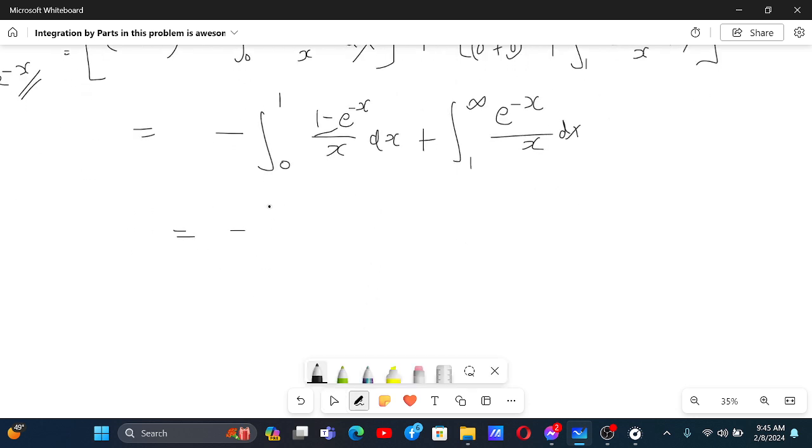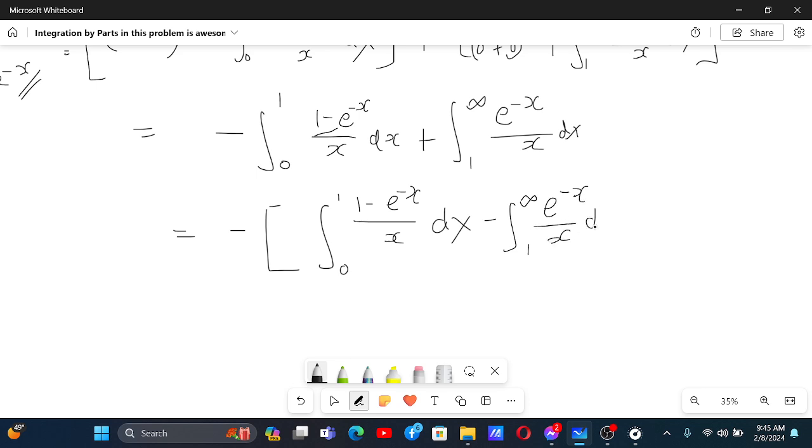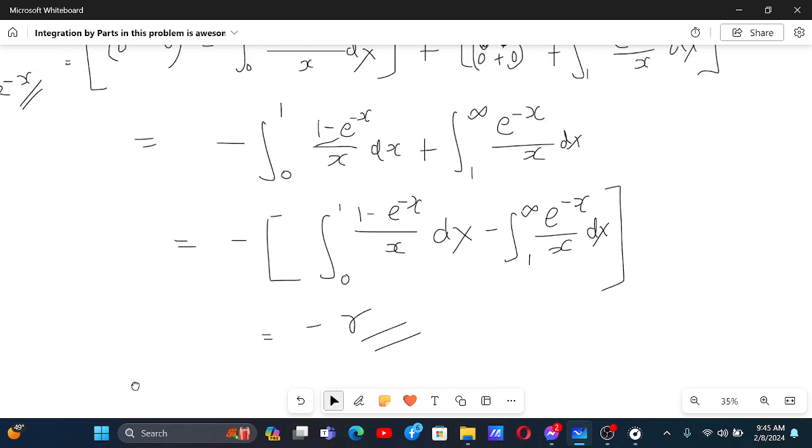Now take the minus common. We have the integral from 0 to 1 of 1 minus e to the power minus x by x dx minus the integral from 1 to infinity of e to the power minus x by x dx. And we know that this is the Euler-Mascheroni constant, so minus of the Euler-Mascheroni constant. That's the proof.